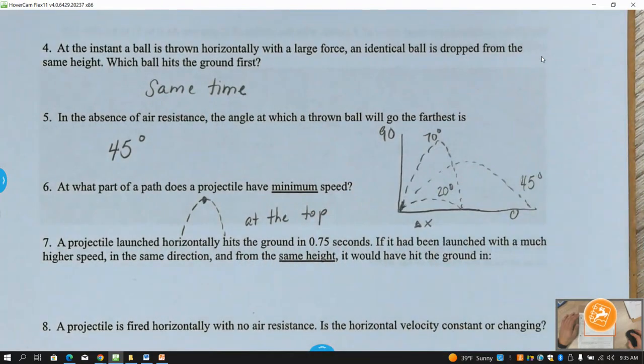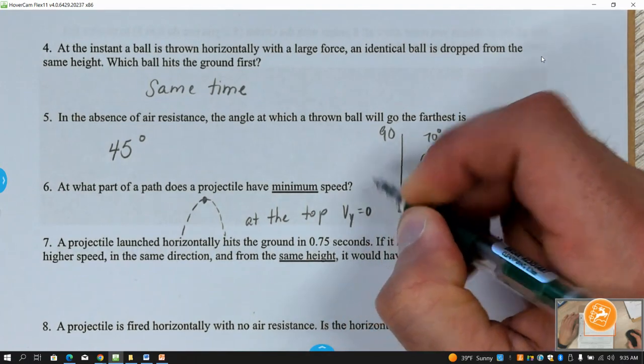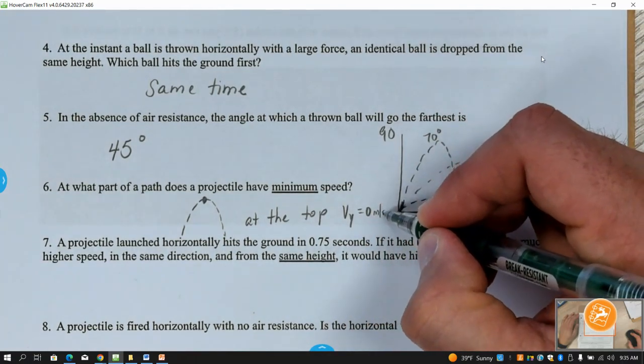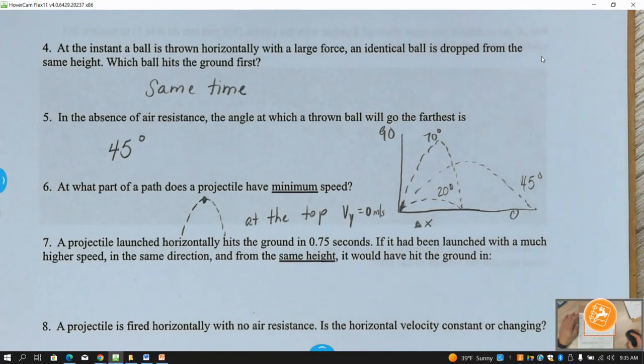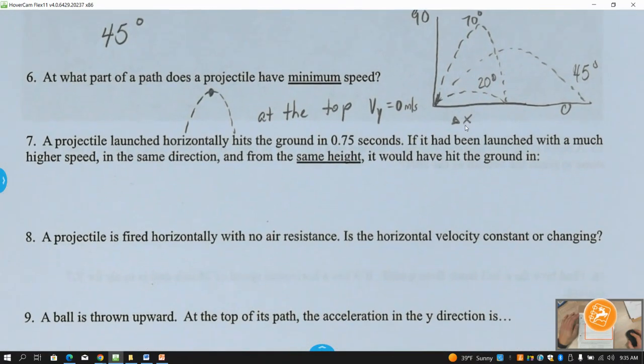Okay, at the top. Why? Because Vy will equal 0. Vertical velocity, all right, is 0.